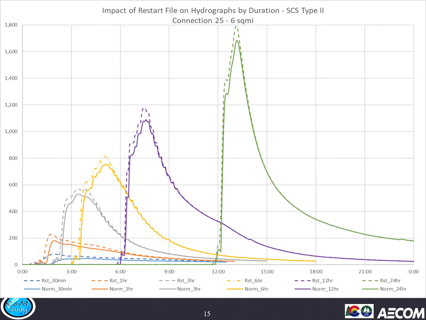So this graph here shows the same test with SES type 2 and the different durations, but now at a smaller drainage area connection. This has 6 square miles, and you'll notice right away that the effects of the restart file are not nearly as pronounced. And again, that's because we're looking at a smaller drainage area, and perhaps this 6 square mile basin doesn't have as many low-lying areas or features that would retain that water behind. So it's going to be a function of the basin with what you're looking at.